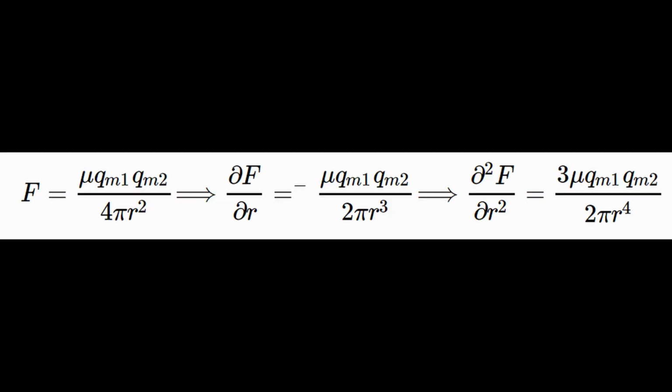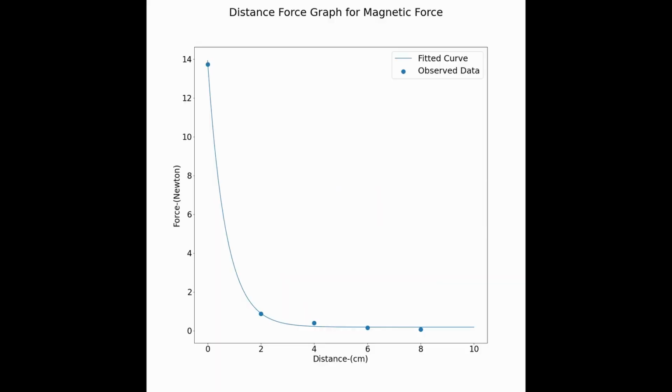If we get the partial derivative of force with respect to distance, we will have the following expressions. As it can be seen, the first partial derivative is negative and the second partial derivative is positive. This means as distance decreases, force increases, and as distance decreases, the rate of change of force also increases. In other words, theory and experimental observation suggest the same thing. If we plot our data and fit a curve, we will observe the following graph.